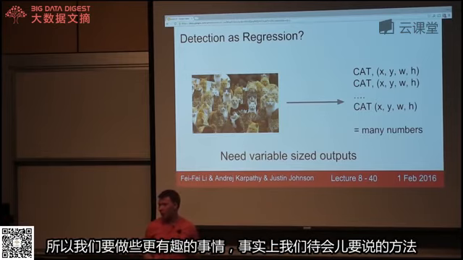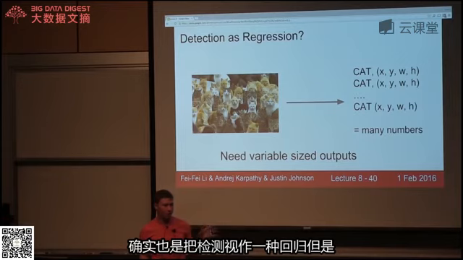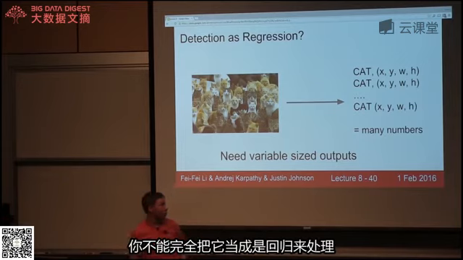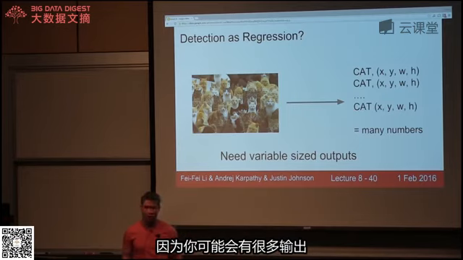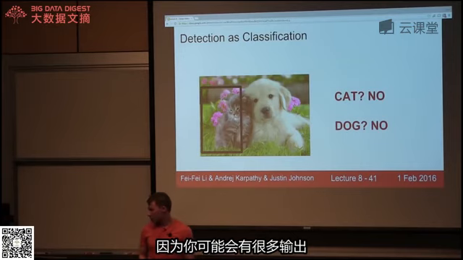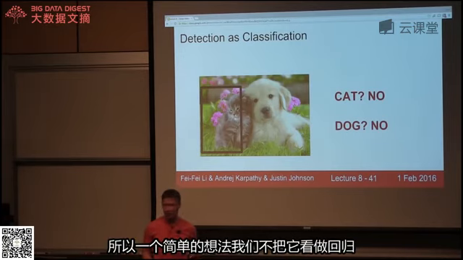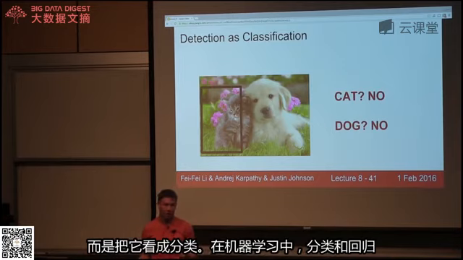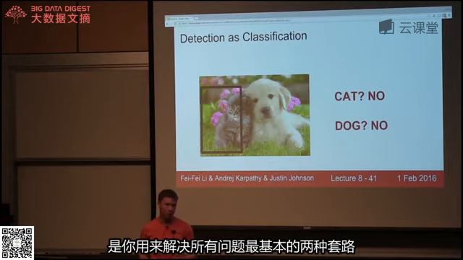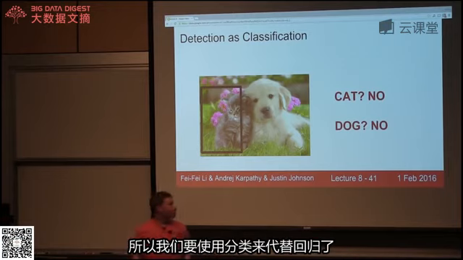Although actually there is a method we'll talk about later that does this anyway and does treat it as regression, but we'll get to that later. But in general, you want to not treat this as regression because you have variable sized outputs. So a really easy way to solve this is to think of detection not as regression, but as classification. In machine learning, regression and classification are your two hammers, and you just want to use those to beat all your problems. So regression didn't work, so we'll do classification instead.